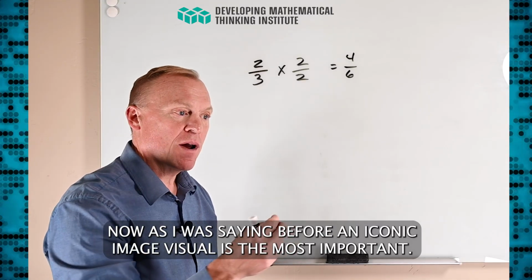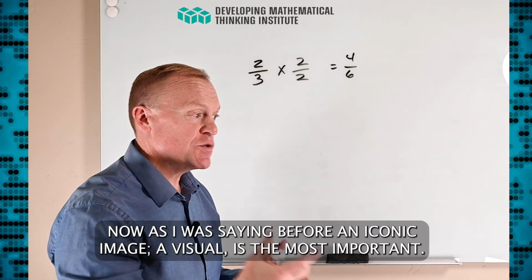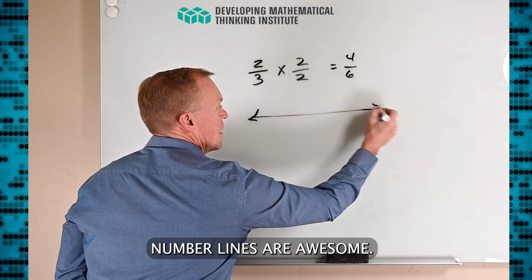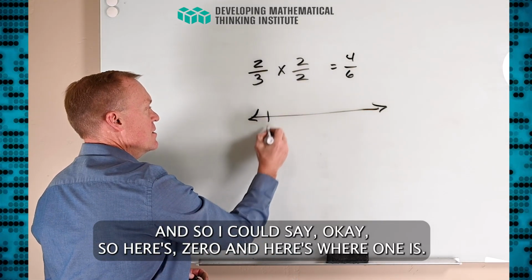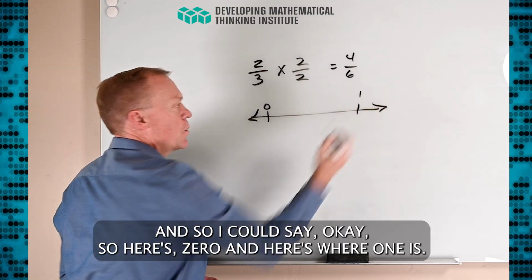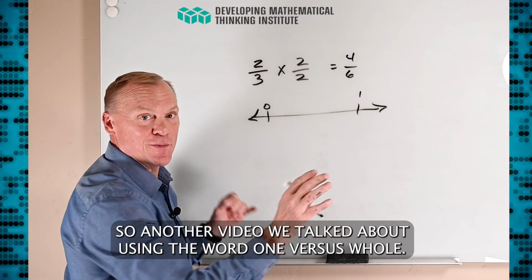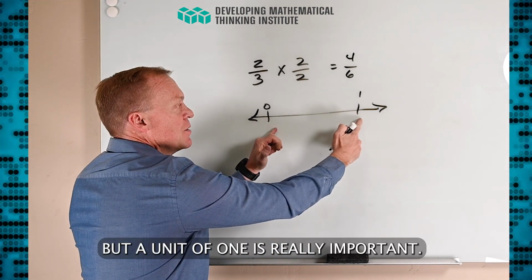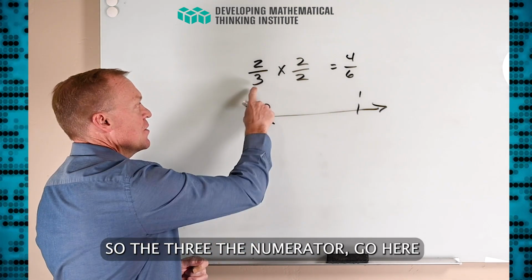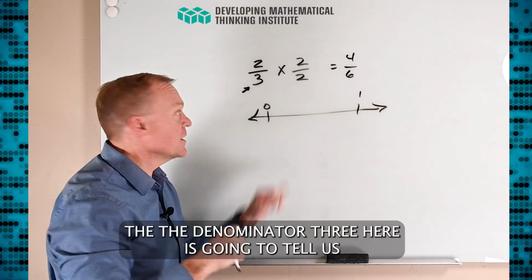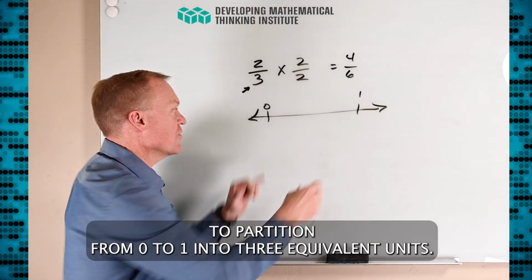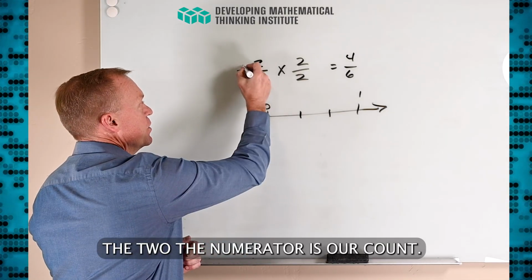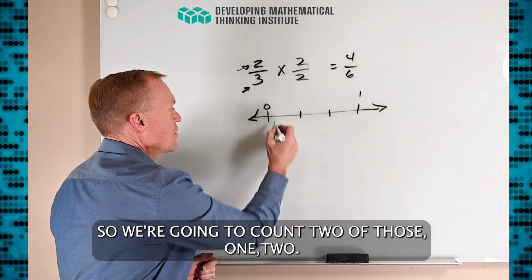Now, as I was saying before, an iconic image, visual, is the most important. So I could do that on a number line. Number lines are awesome. And so I could say, okay, so here's 0, and here's where 1 is. So another video we talked about using the word 1 versus whole. It's a whole unit, but a unit of 1 is really important. So the 3, the denominator, goes here. The denominator 3 here is going to tell us to partition from 0 to 1 into 3 equivalent units. The 2, the numerator, is our count, so we're going to count 2 of those.